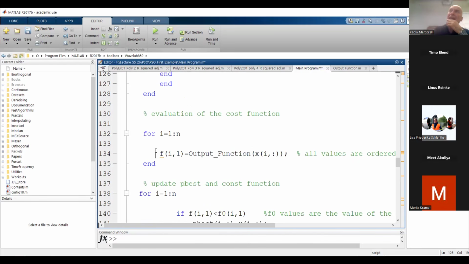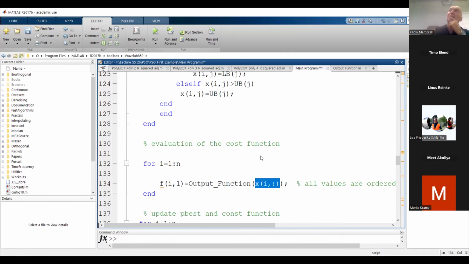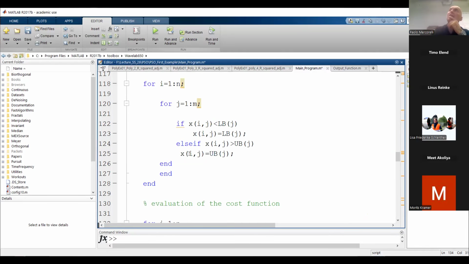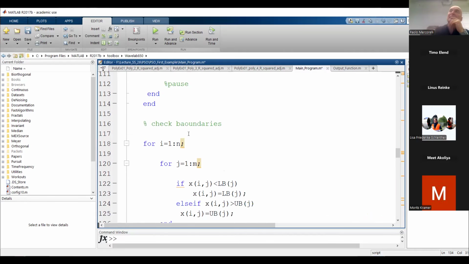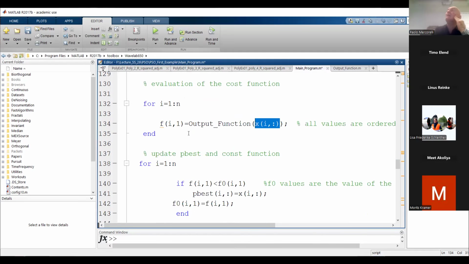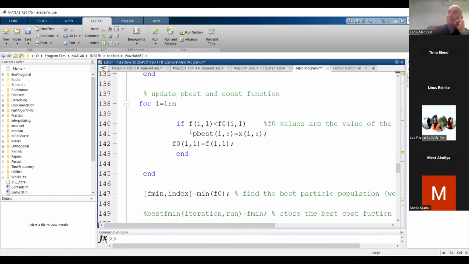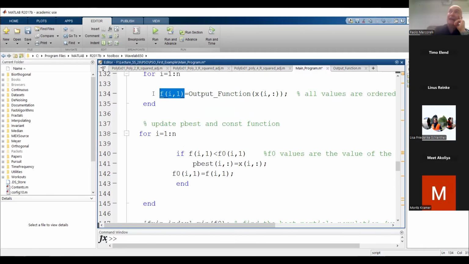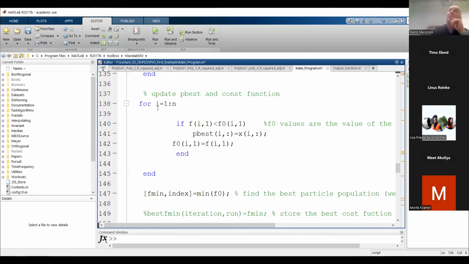Then I call again the output function, and I will calculate the output function for the new position. This is the new position, X. It could be on the boundary, but we hope that it is inside. Because on the boundary, it is not a valid minimum, in the sense that it is the minimum of the interval, but we're looking for a relative minimum, which hopefully is the global minimum. I calculate, and I put it also again in a column.